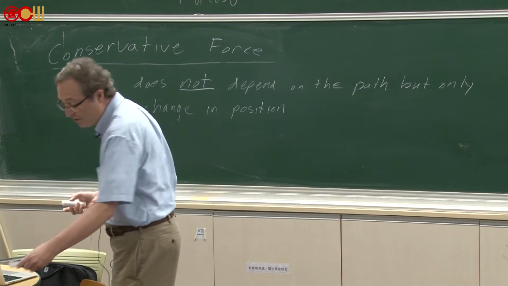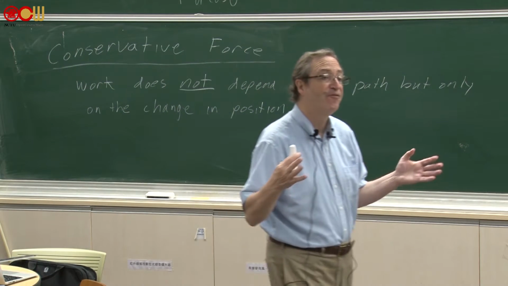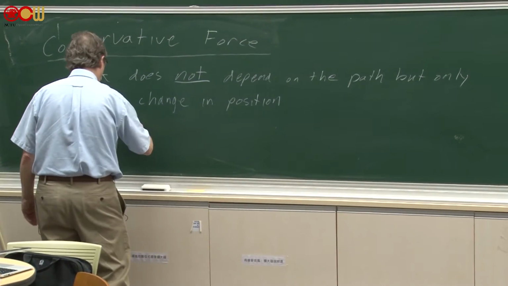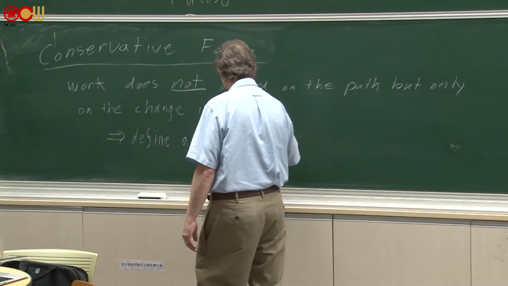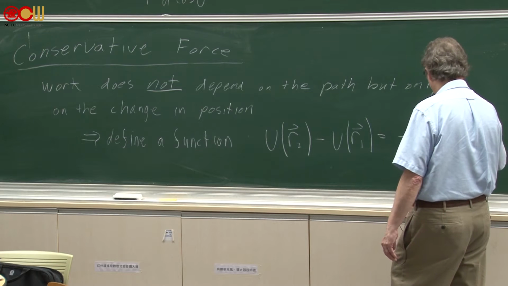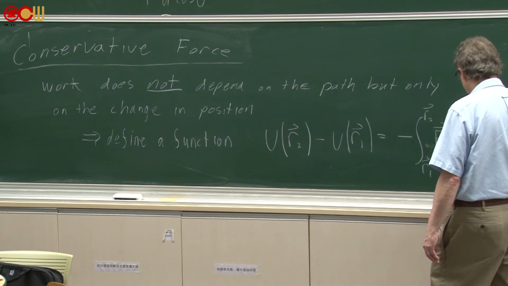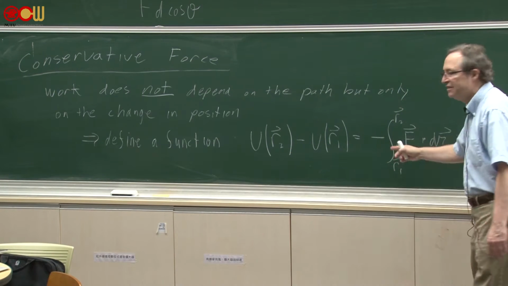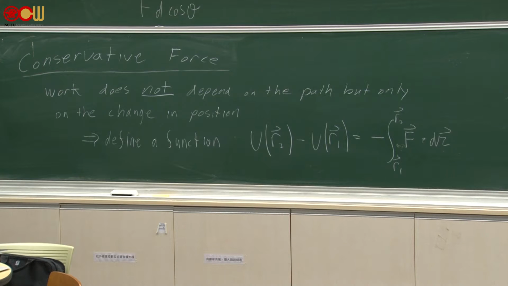So this means we can define a function that indicates that change in position, that change in work, that work done. So that implies we can define a function. And the way we define it is the following: the integral from R1 to R2 of F dot dr. So the change in this function is equal to minus the work done by that force. And because of this, we can give this a name.